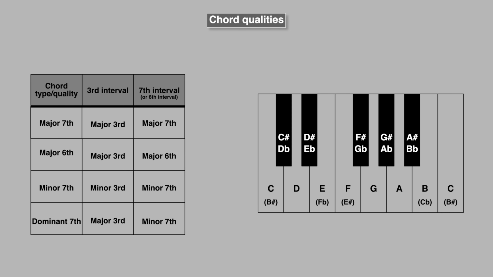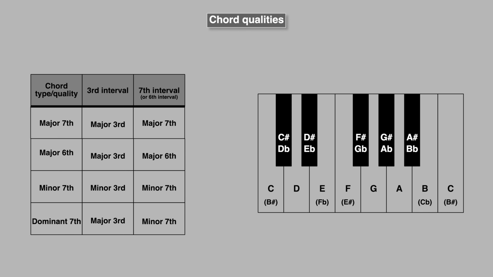As the name implies, four-part chords consist of four notes: a root, a third, a fifth, and a seventh. Sometimes there's a sixth instead of a seventh. Chords with a seventh interval above the root are called seventh chords, and chords with a sixth interval above the root are called sixth chords.